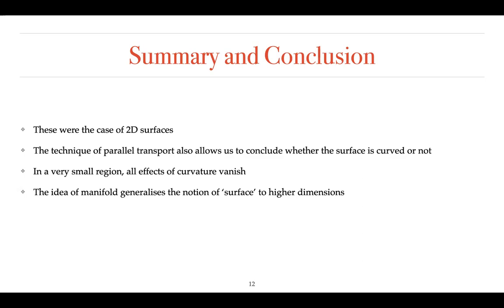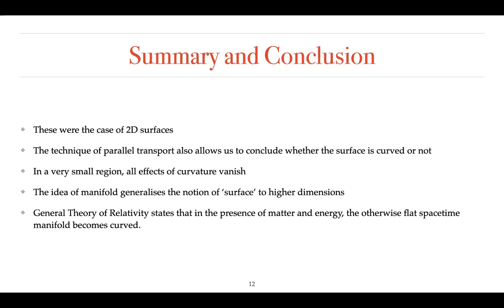So the idea of a manifold, which we have also not talked about today, generalizes the notion of surfaces to higher dimensions, because manifolds are mathematical objects which locally look like flat spaces. When you talk about very small regions, of course, these have precise mathematical meanings, and these perhaps can be talked about in future talks.